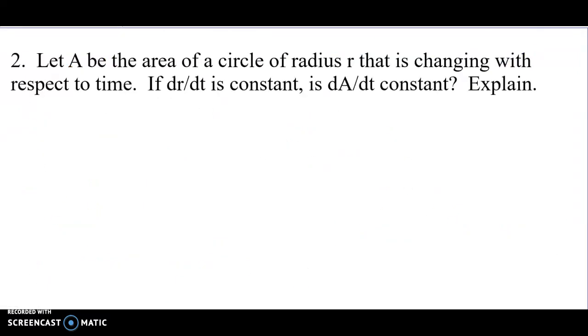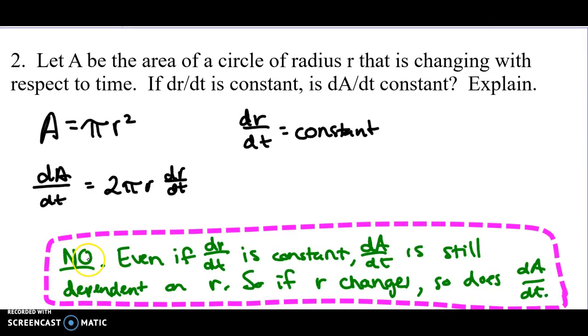Next one. Let A be the area of a circle of radius r that is changing with respect to time, dr/dt. If dr/dt is constant, think about what that means, is dA/dt constant? Okay, so think about this. Put me on pause. Write an answer down. So ultimately my answer is no. If dr/dt is constant, is dA/dt constant? No. Let's take a look.